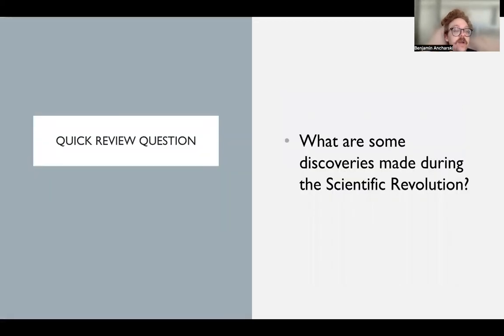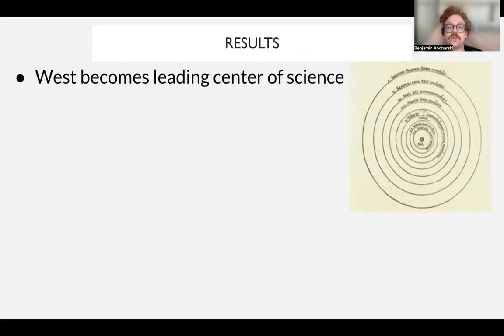So you should be able to identify some discoveries made during the scientific revolution. So before we conclude today, we first got to look at some of the results of the scientific revolution. Other than all these new discoveries, what are other results of the scientific revolution?